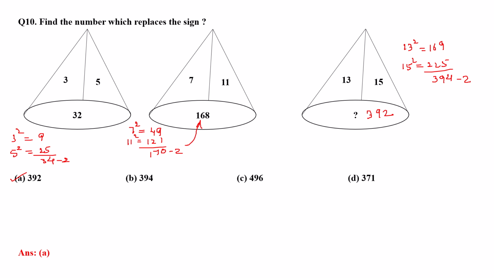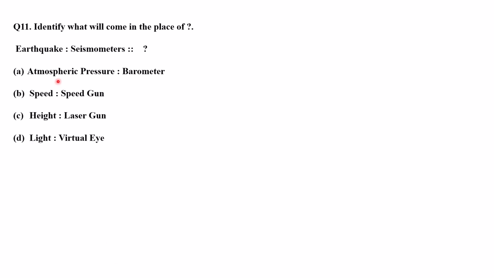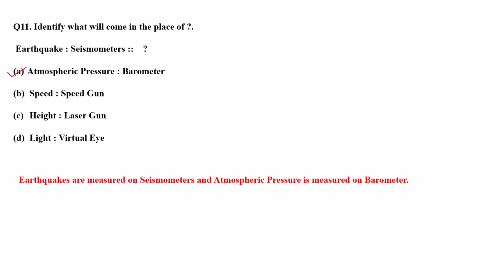Now moving to the next question. The next question is to identify what will come in place of the question mark, and this is an analogy type of question. Earthquake, seismometer. So what is the relation? We know that an earthquake is measured by a seismometer. Here it is given atmospheric pressure, barometer. Yes, atmospheric pressure is measured by a barometer. So A will be the correct option. Okay. Now moving to the next question.